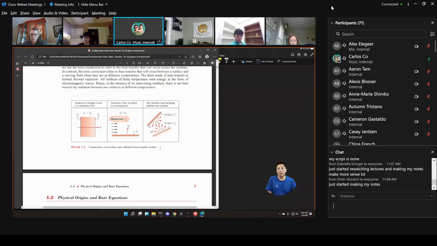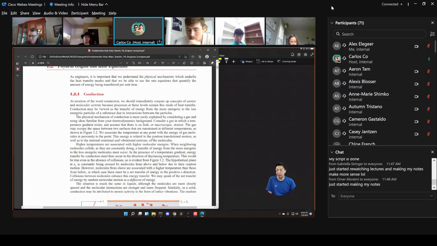So radiation can take place through a vacuum, basically. It also passes through air. It can also pass through some liquids, but most liquids block out the radiation. Okay. So that's the quick, kindergarten introduction to heat transfer.